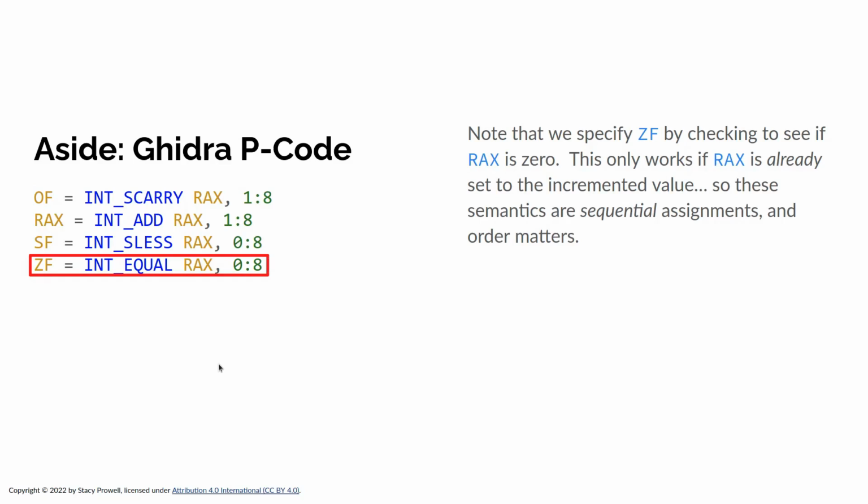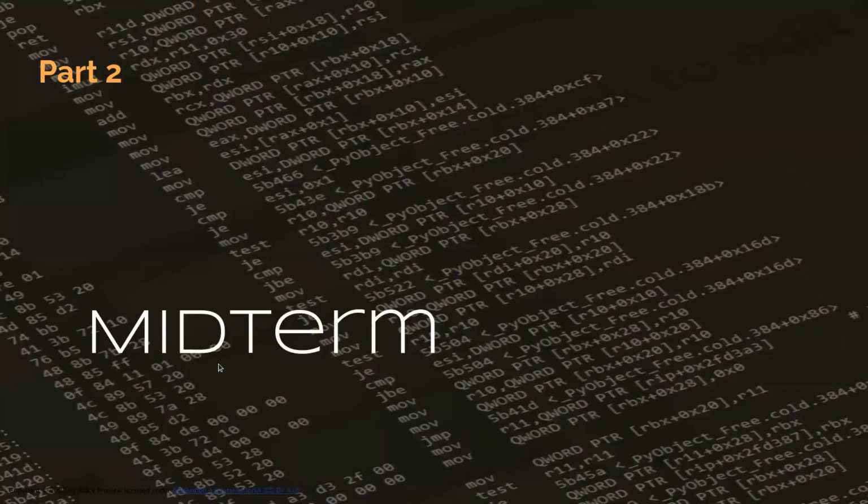All right. So that's your P code. And it's interesting. If you don't know what an instruction does, you can pull this up and take a look at it. Great. So instead of taking a break, let's take a look at the midterm.